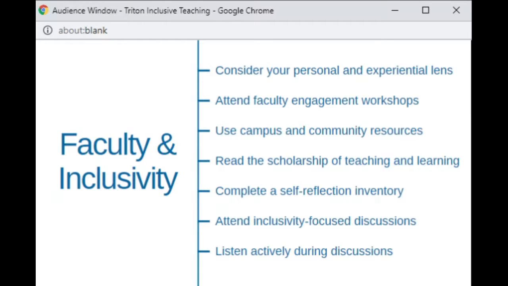I know that one of the things we do is we talk a lot about unpacking privilege in the classroom. And so we have a privilege inventory checklist that we work through with faculty. You can attend inclusivity-focused discussions, and you can listen actively during those discussions. All of those things are going to help you do that deep reflective teaching that is the first critical step to having more inclusive spaces.